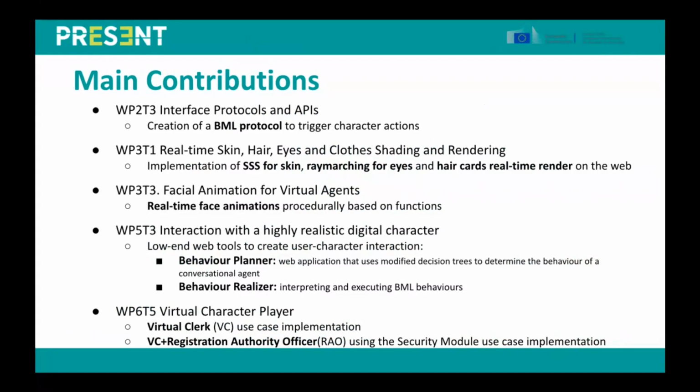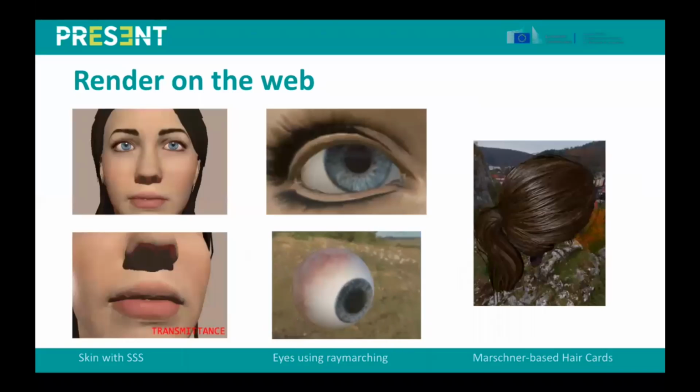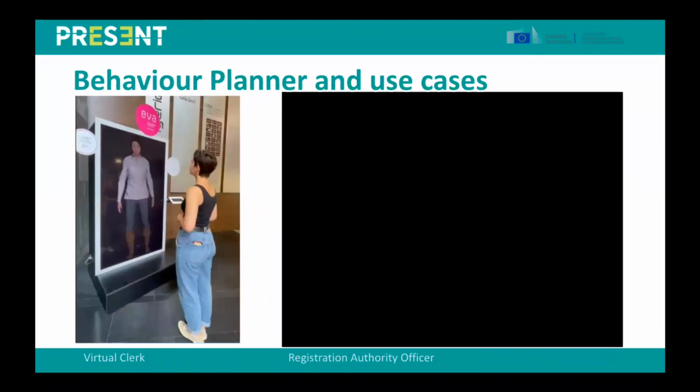We define a protocol based on the BML standard to specify how the character has to behave and trigger the corresponding actions. For the render part, we explore different techniques to improve the skin, the eyes, and the hair for web visualization. Apart from that, we have implemented two use cases that show most of the results of all the work. First, the virtual clerk, Eva, helps her university colleagues by giving instructions to find researchers, groups, or locations.